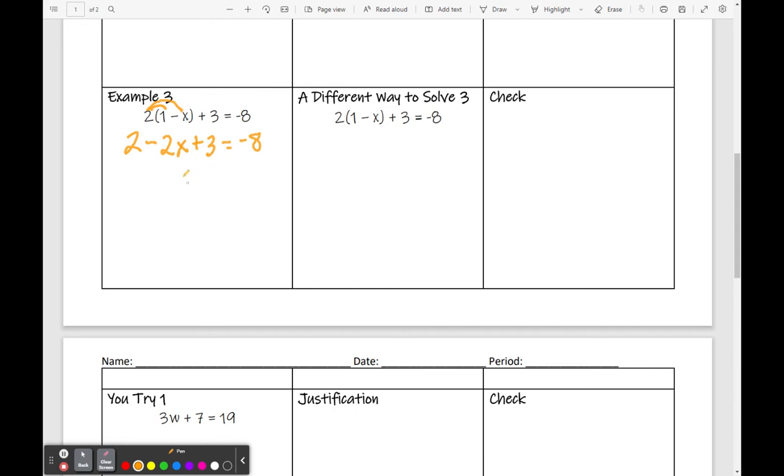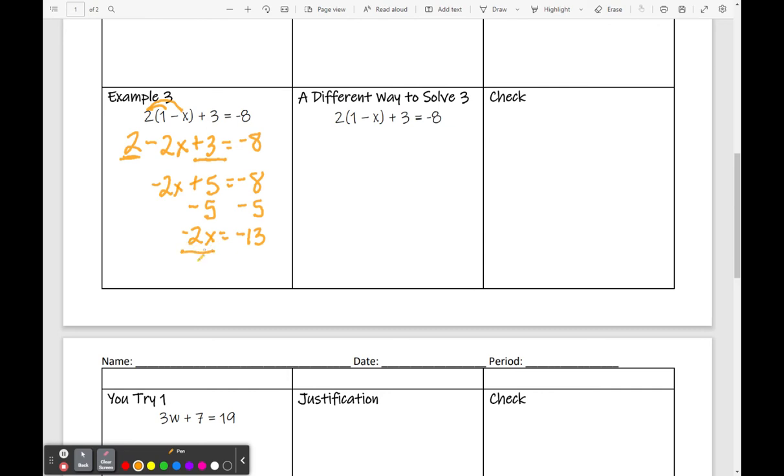Here I need to combine like terms. So this 2 is a constant and this 3 is a constant. So let's pull those together. Positive 2 plus a positive 3 is positive 5. So I have negative 2x plus a positive 5 equals negative 8. I'm going to isolate my coefficient and variable by subtracting 5 using inverse operations. Whatever I do to one side, I do to the other. So I have a negative 2x equals negative 8 minus 5 is negative 13.